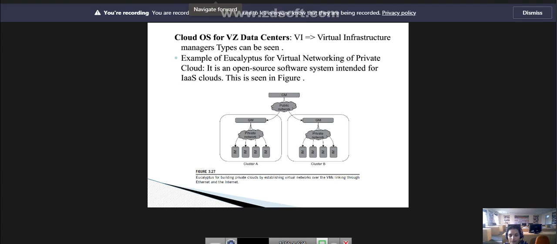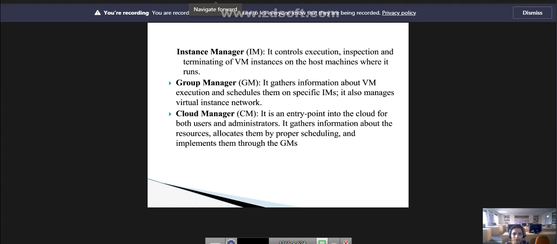Now, Eucalyptus for virtual networking of private cloud. Eucalyptus is an open source software system intended mainly for supporting infrastructure as a service clouds. The system primarily supports the virtualization, networking and management of virtual machines. There are three resource managers specialized below. The first is the instance manager, and what is meant by instance? It controls the execution, inspection and termination of virtual machine instances and the host machines where they run.